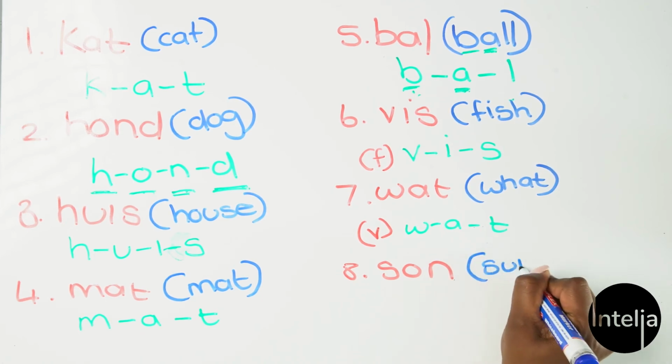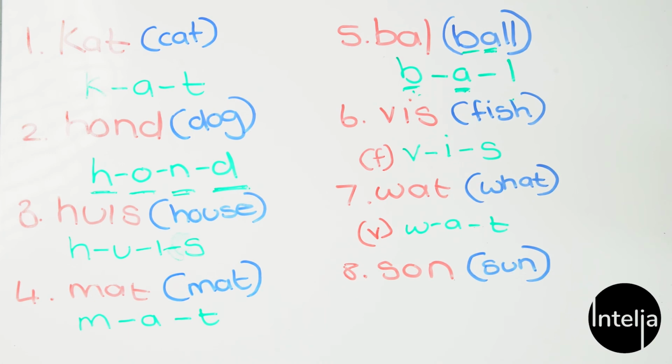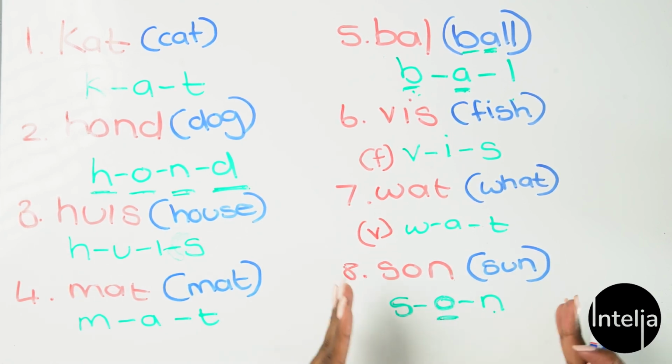So, son means sun. And how we pronounce it is S, O, N. So, this word in English, the way it's spelled in Afrikaans, means sun. But because our O is pronounced differently in Afrikaans, it's not sun, it's son. O has like a long sound. So you know how you would say soon? That oo, that is the sound O makes. It sounds very long. It sounds like a long vowel. Son, son. So, sun, son. O, n. The O is very powerful in son.